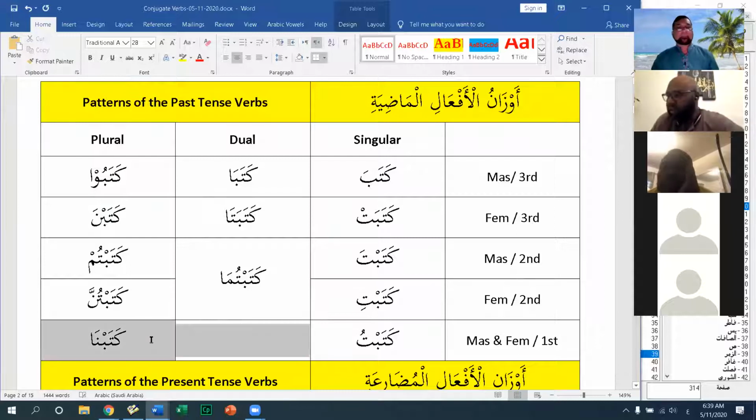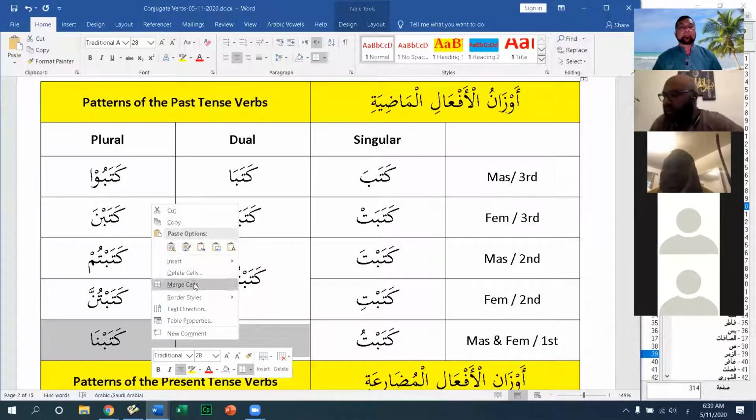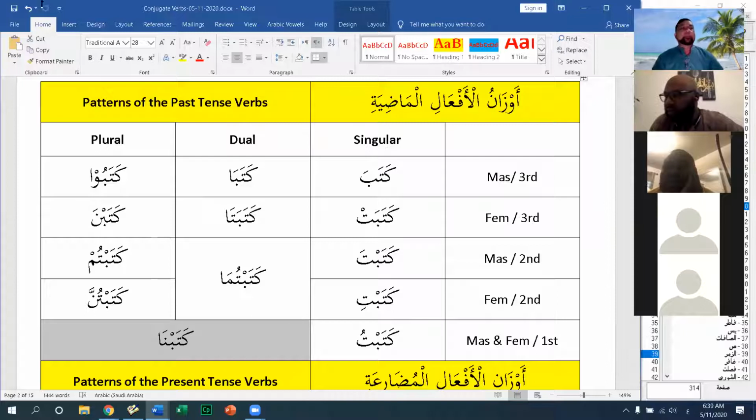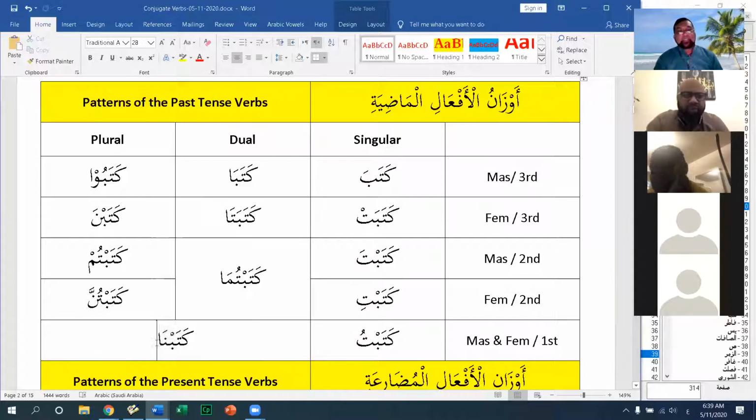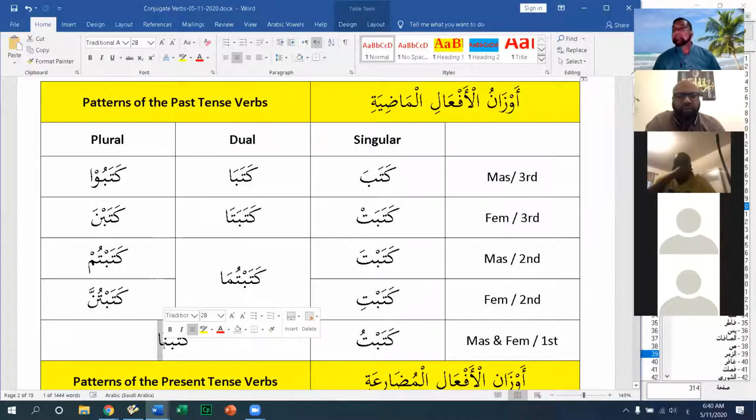And then the last one is going to be Nahnu katabna. Katabna. It's very important you pronounce this alif, because if you don't pronounce this alif, the meaning changes terribly.